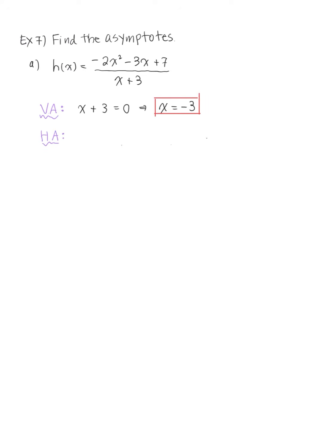Next, let's do the horizontal asymptote. Here, the degree on the top is bigger than the degree on the bottom. So in this case, do you remember? No horizontal asymptote. Now, what about the slant asymptote? I think there is one because, take a look, the degree of the top is exactly 1 degree higher than the bottom. So that guarantees that, yes, we will have a slant asymptote.